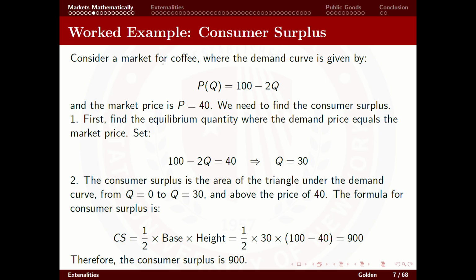And so we are able to use a triangle. Q equals 0 is the start of the triangle, and Q equals 30 is the end, so the base is 30. The height is 100 minus 40, 100 being the intercept with the y-axis, and 40 being the actual price. So consumer surplus equals 1/2 times base times height, which equals 1/2 times 30 times (100 minus 40), which is 1/2 times 30 times 60. So 1/2 times 30 is 15, times 60 is 900. The consumer surplus is 900.